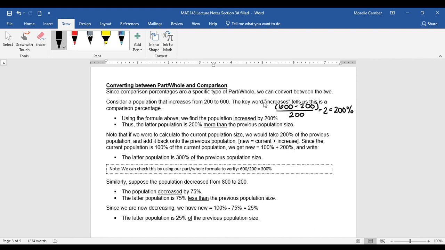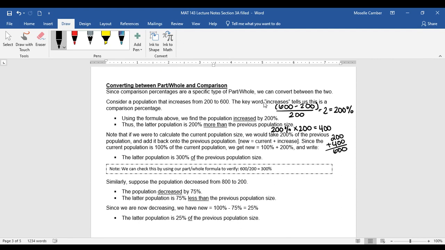Okay, so if we were to calculate the current population size from the old one, you would take 200% of the previous population. So you take 200% of 200, and then you'd add it back on to that population of 200. Of in math means multiplication, and you would end up getting 400, and then you would add that 400 back to the original population to get 600. Okay, so just looking at percentages.